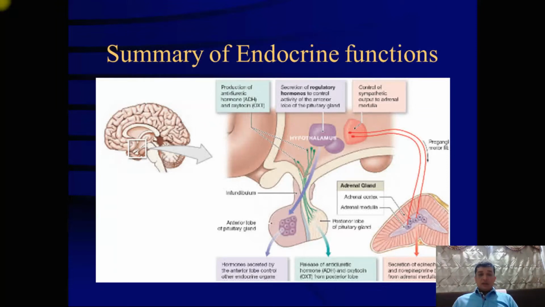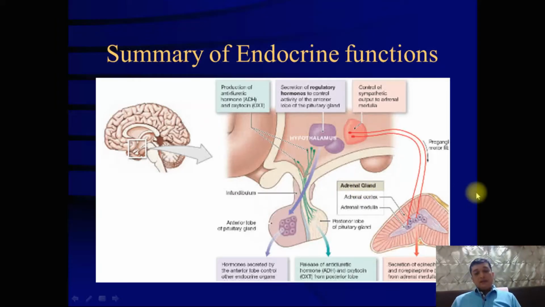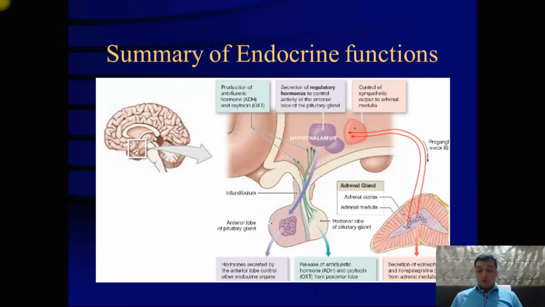This is just a summary of endocrine function. Definitely it is synthesizing ADH and oxytocin, and also synthesizing some hormones, RH and IH, that control the anterior pituitary gland, and it also has some control of autonomic nervous system activity. So sympathetic flow to the adrenal medulla is also under the influence of the hypothalamus. So these are just a list of endocrine functions which are regulated by the hypothalamus.